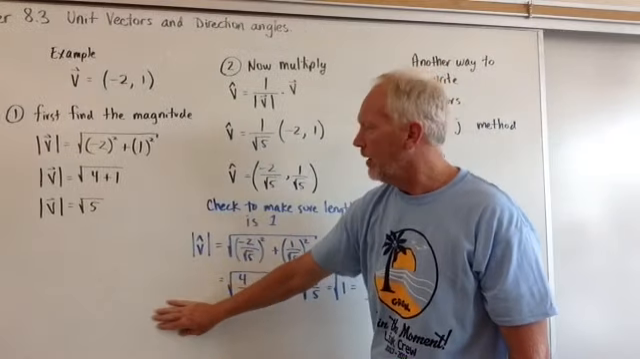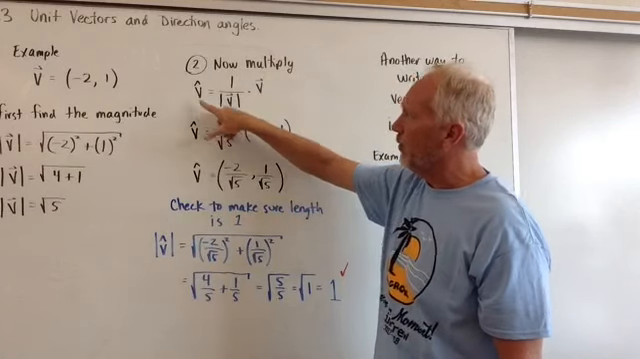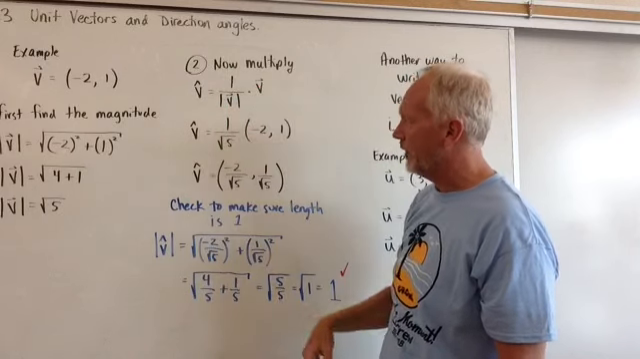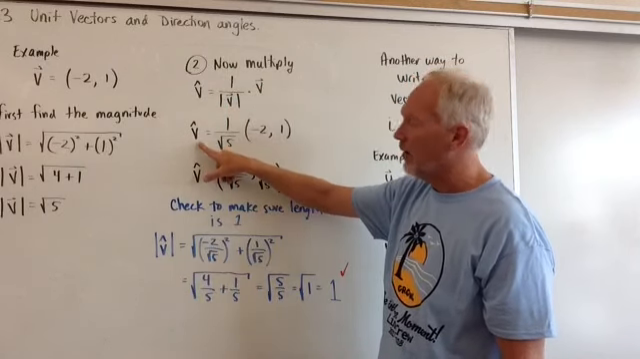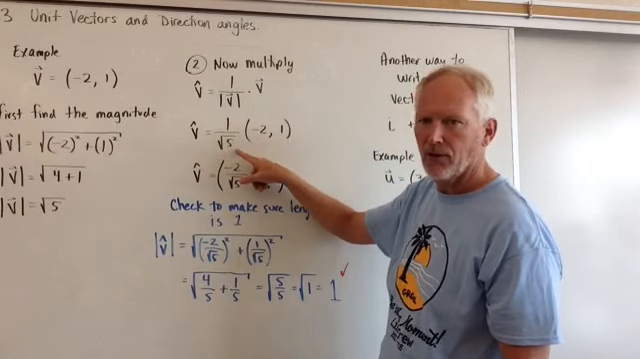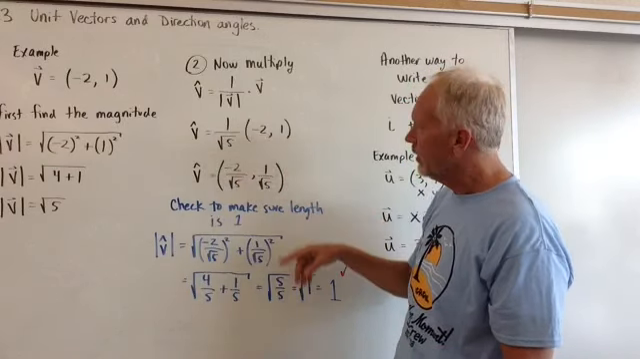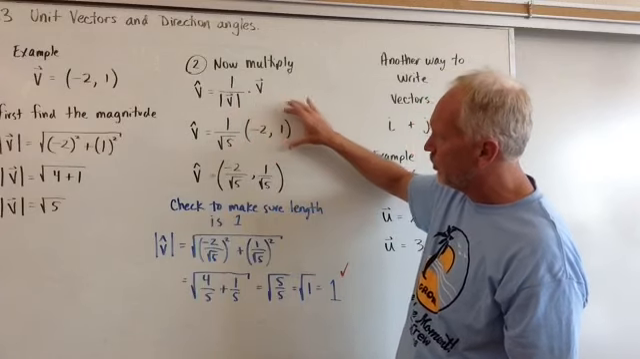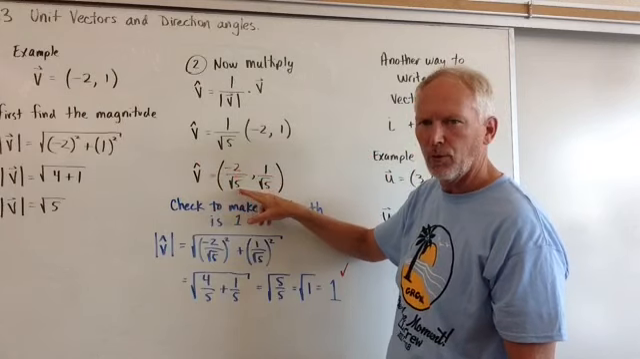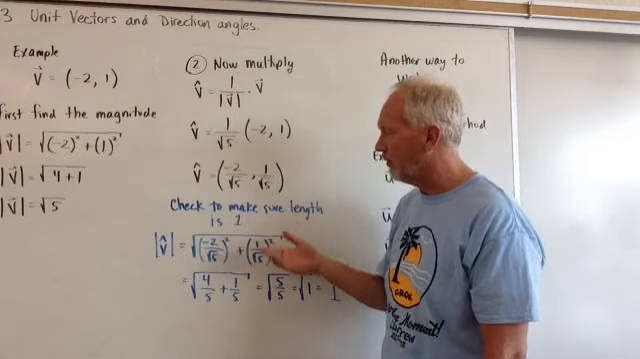So now, in step 2, we're going to multiply. Remember, the original equation was v hat equals 1 over the magnitude of v times the vector v. So we have the unit vector v hat equal to 1 over the square root of 5, which was the magnitude, times the vector itself, negative 2 comma 1. We can think of that as distributing this through. So we end up with v hat equal to negative 2 over root 5, comma 1 over root 5. And there you go. That's your unit vector.